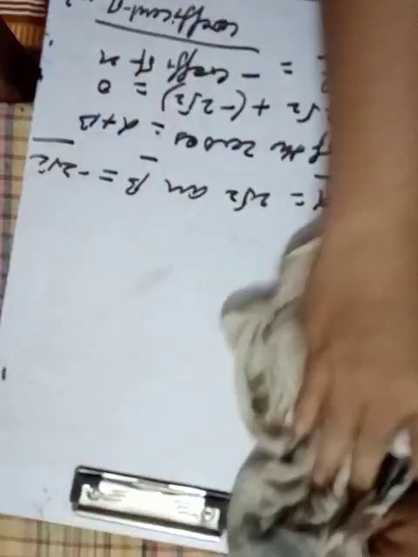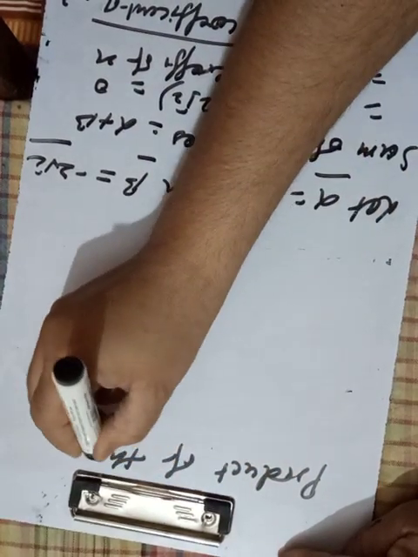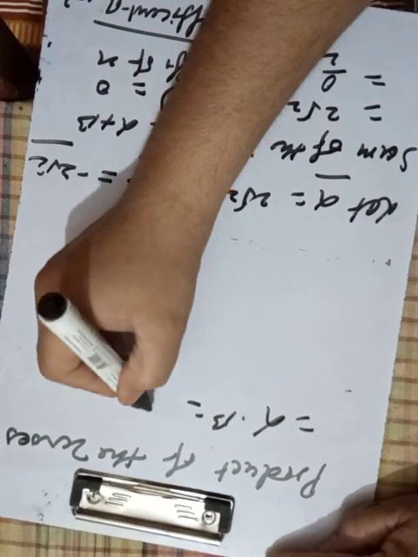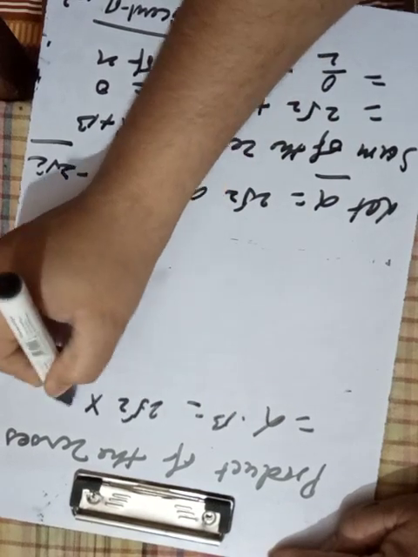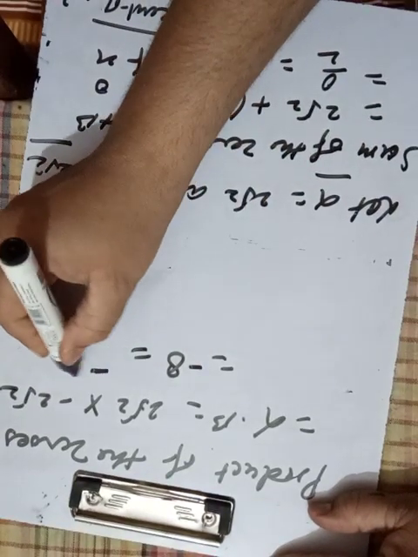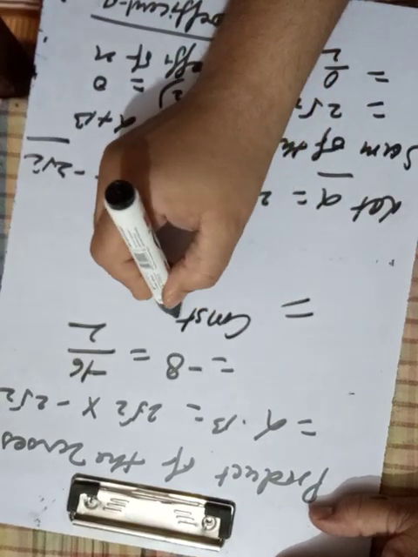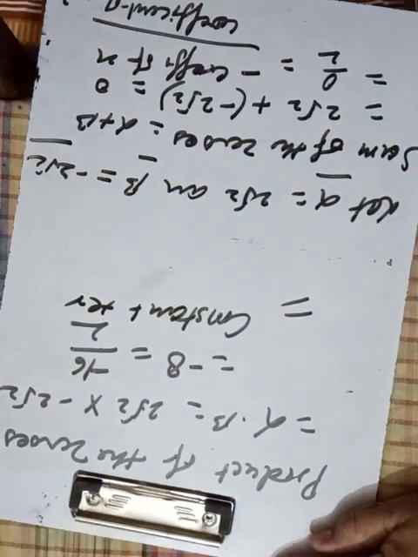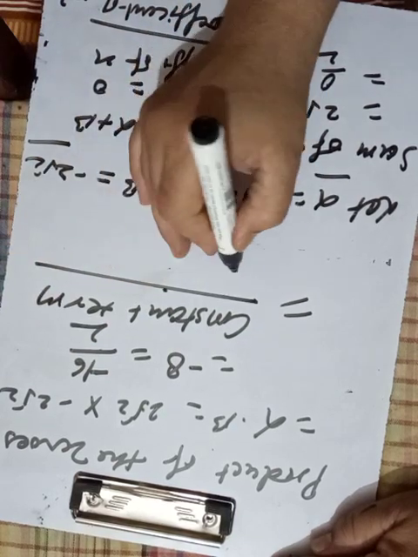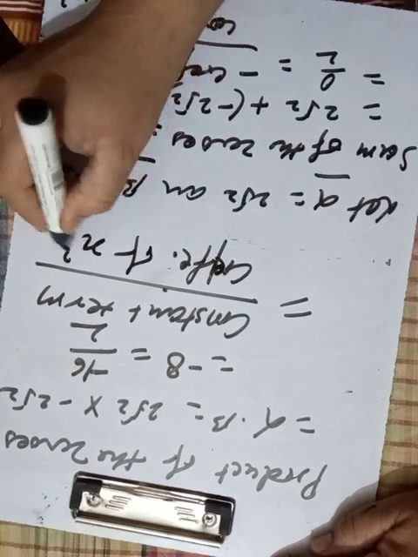Now we go for the next, product of the zeros. So we take in this way alpha into beta. So this becomes 2 root 2 into minus 2 root 2. So this becomes our minus 8. So we can write it here as minus 16 by 2. We can write it as constant term, because I had got 2x square minus 16. So this becomes constant term minus 16 and coefficient of x square 2. So this is over.